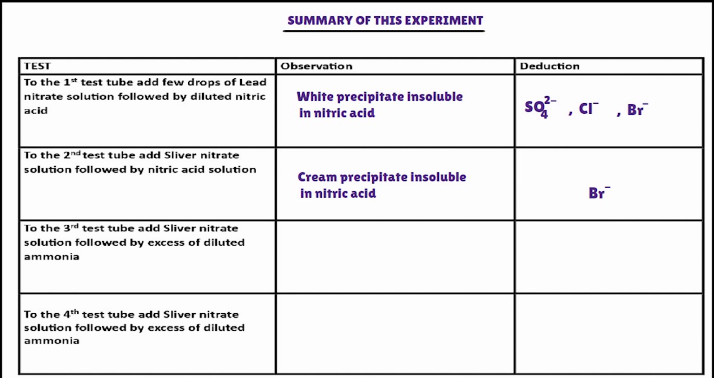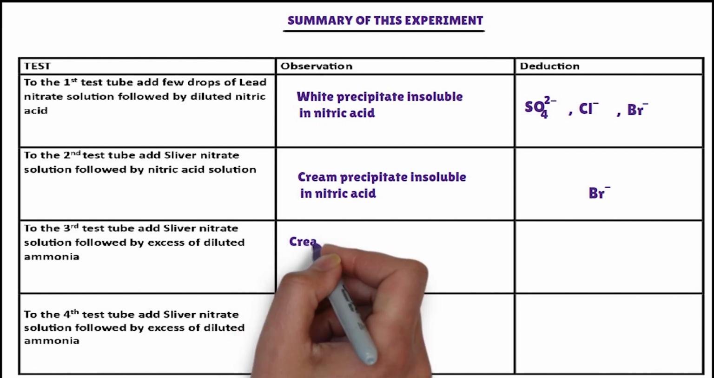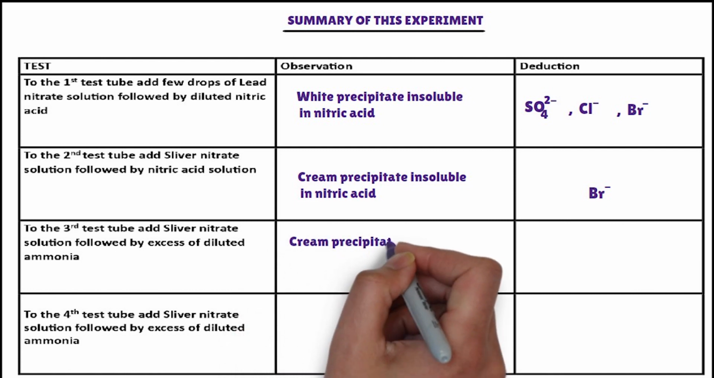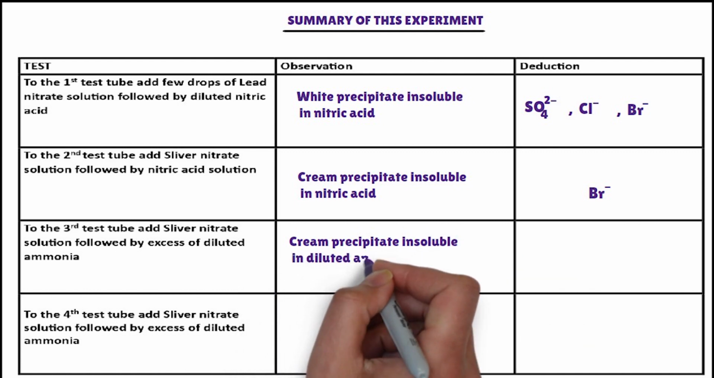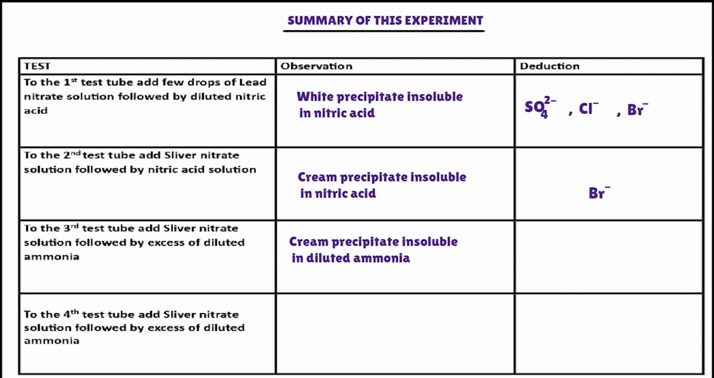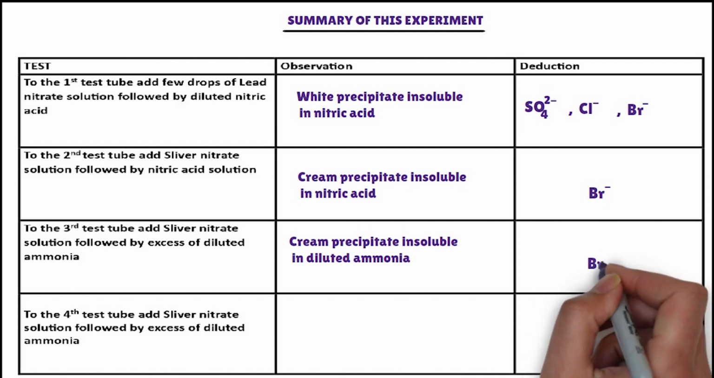To the third test tube, silver nitrate solution is added followed by excess of diluted ammonia. The anion from the above list that reacts with silver nitrate to form a cream precipitate, and the precipitate formed is insoluble in excess of diluted ammonia, is bromide ion.